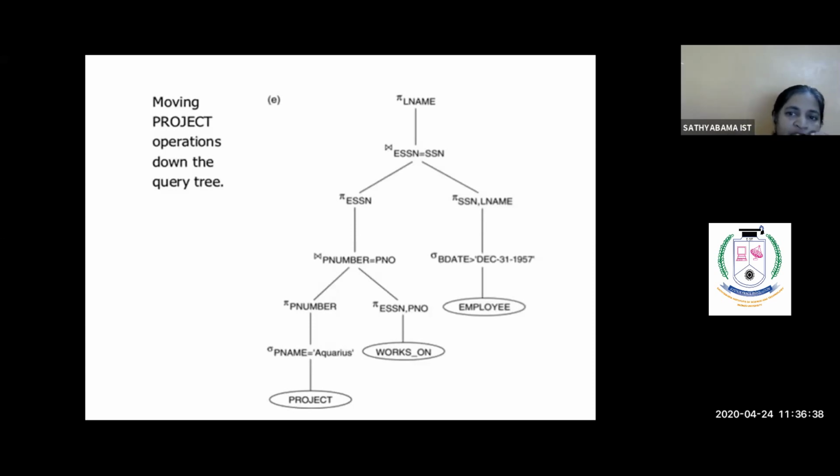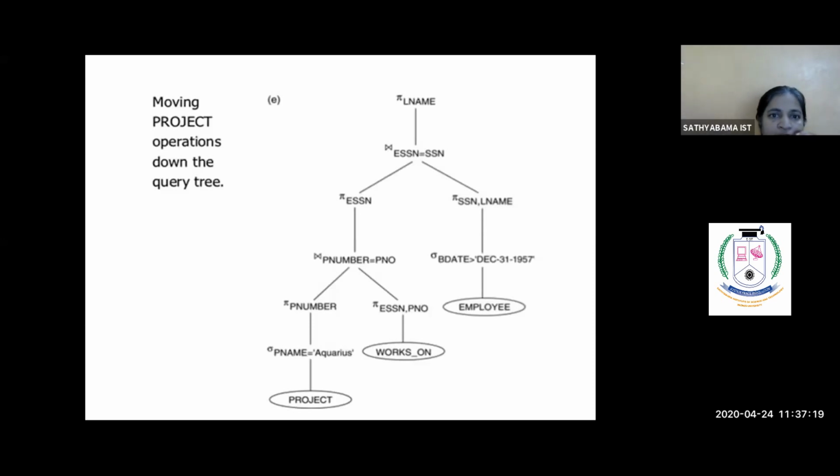From that, we project only SSN and last name, the social security number field and the L name field. Those attributes alone we are projecting. And again, we join the ESSN number from the leftmost corner with the SSN and L name from the rightmost table. Both intermediate resultant tables are being joined based on the condition ESSN equal to SSN. Based on this condition you get the resultant table. From there you project the last name of an employee.